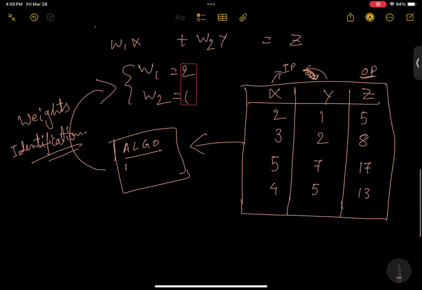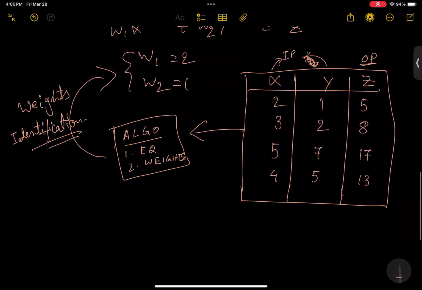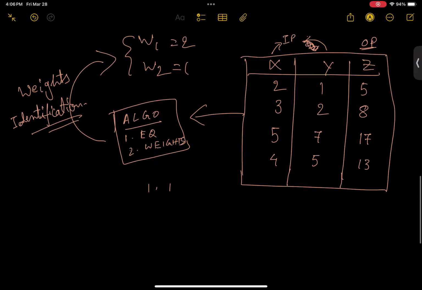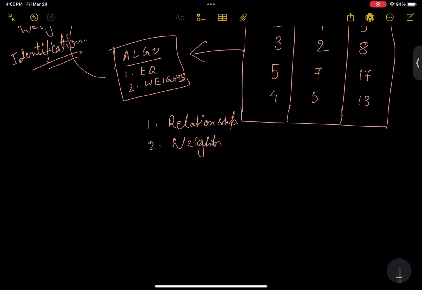One, what is the equation? And two, what are the weights? Equation means 2x plus y equals z. So the machine will understand one, the relationship between the two variables, and two, the weights of that equation, right?